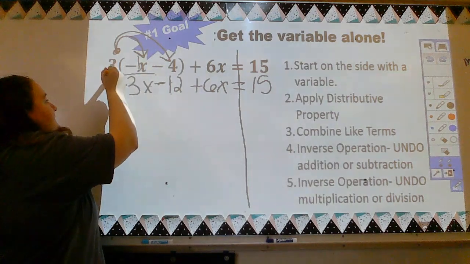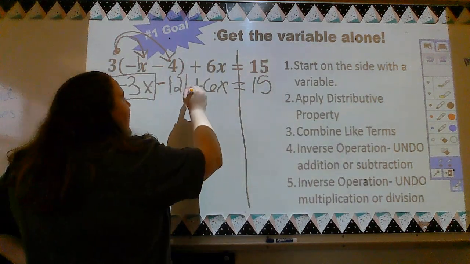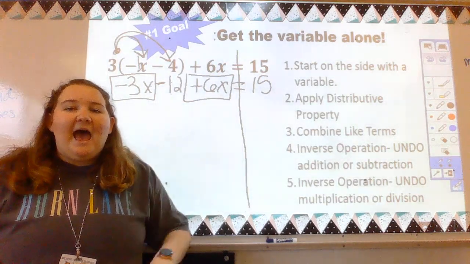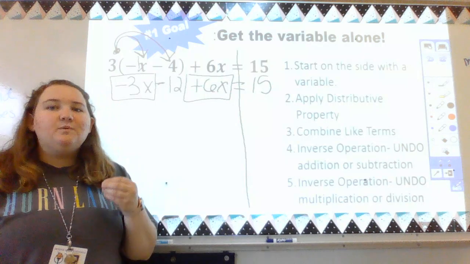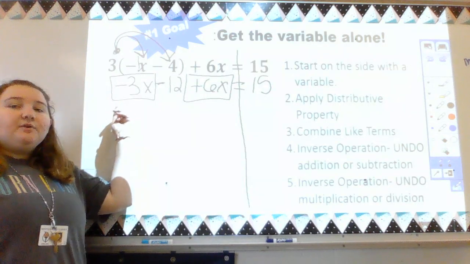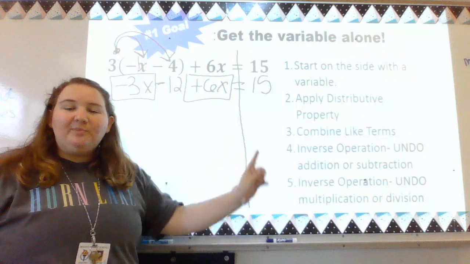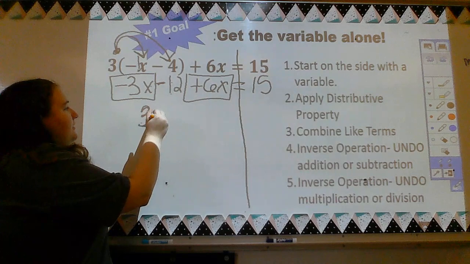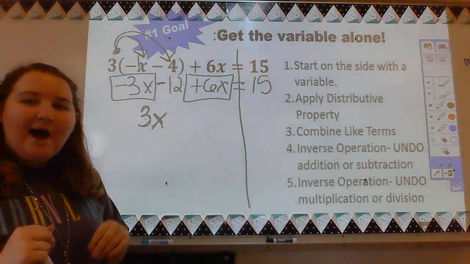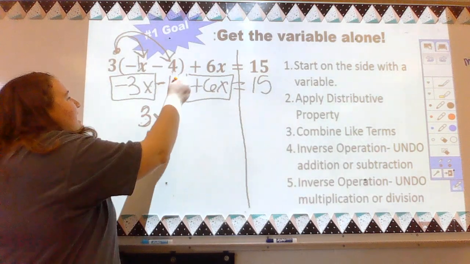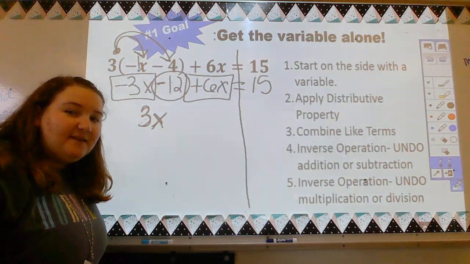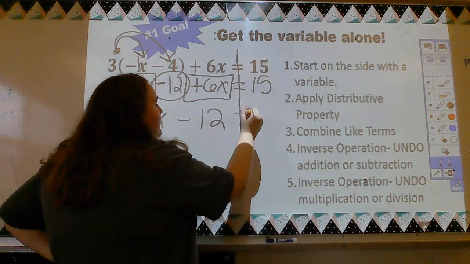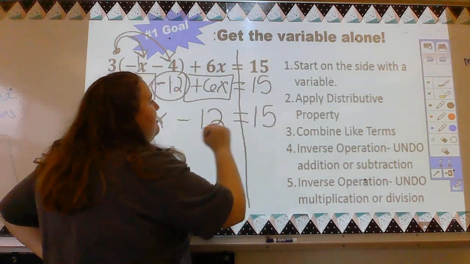Okay? Negative 3x. There is another x in this problem, so they are buddies. Okay? So I'm going to add the coefficients. Remember, coefficients is what is in front of the variable. So negative 3 plus 6. Negative 3 plus 6 is 3x. Positive 3x. Okay? Watch your negative signs, okay? Negative 12 is a constant. There is no other constants in this problem, so I'm going to bring it down. And I'm going to bring down my equal sign. I'm going to bring down my 15.